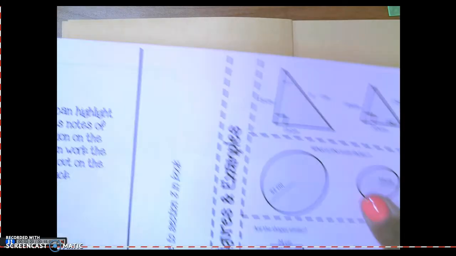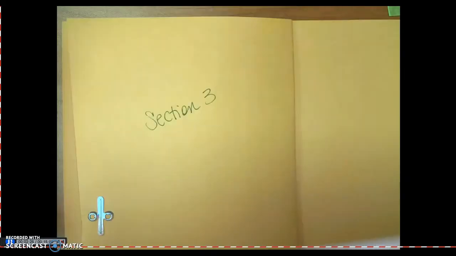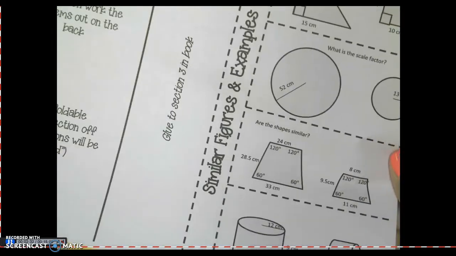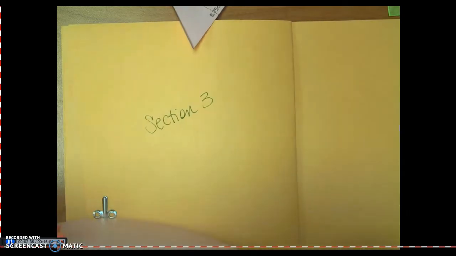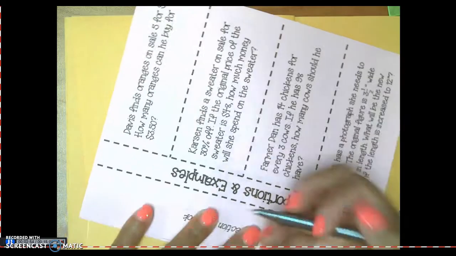Okay, this is my similar figures and proportions. Proportions and similar figures go together because I use proportions to solve, to find parts of a similar figure. We briefly touched on similar figures the other day. Don't worry about cutting right now. We just need to make sure that we label this section 3.